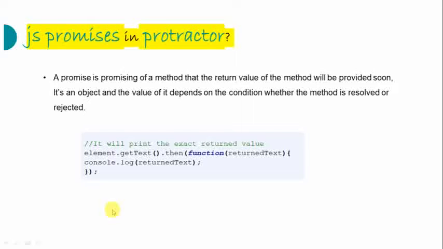So if you use a method that promises you that it will return a certain element, a certain value after some time, then this will be called a JavaScript promise. So it has to be handled in a different way while writing your automation script.